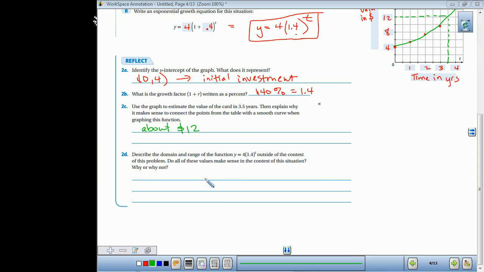Okay, D says describe the domain and range of the function outside of the context of the problem. So if we're thinking outside of the context, this would be if I asked you to graph this equation on your last quiz, and all I did was give you the equation, nothing else. You would say the domain is what?